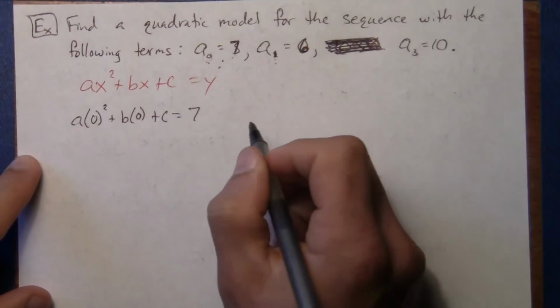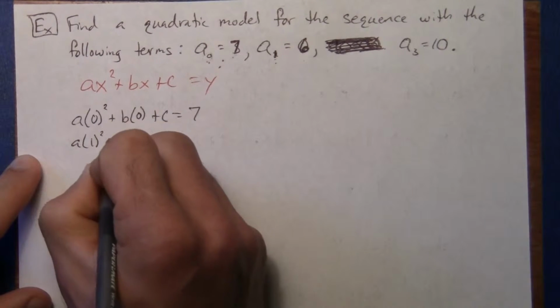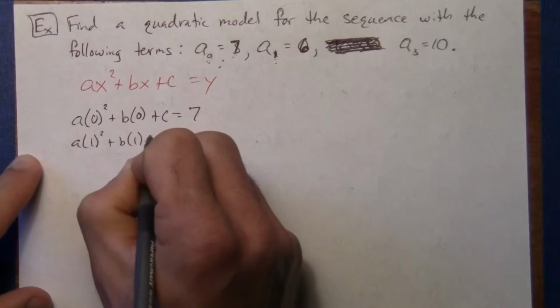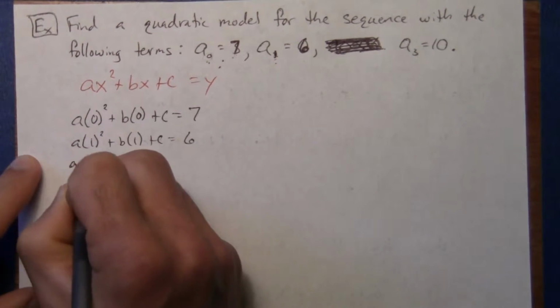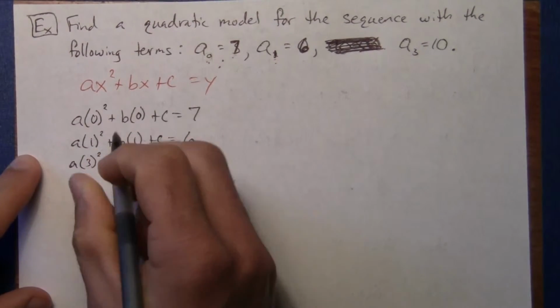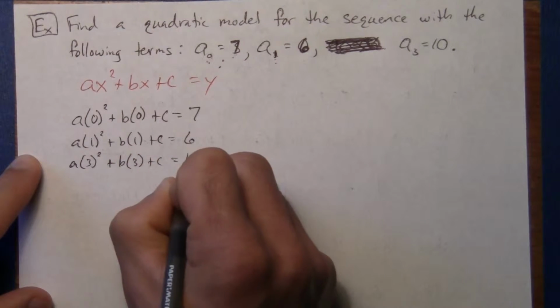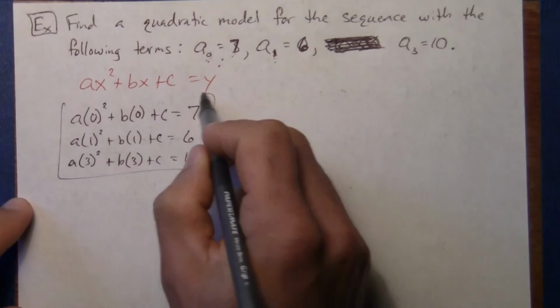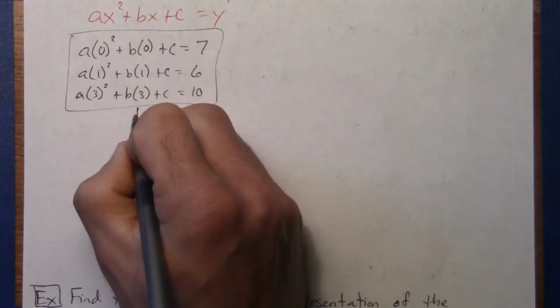There's my first equation. Plug in 1, I have a times 1 squared plus b times 1 plus c is equal to my y value of 6. Plug in 3, it's a times 3 squared plus b times 3 plus c is equal to 10. And this would be my system. Now it's not simplified, I'm going to go ahead and simplify it, but that's what my system setup looks like.